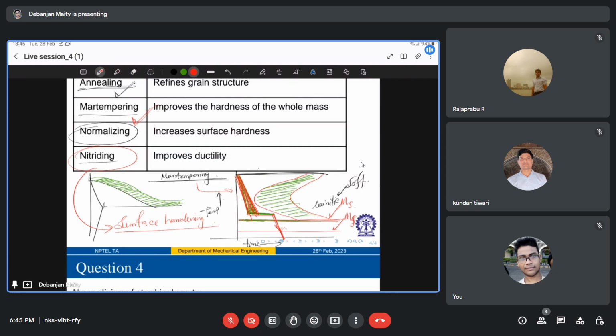In the cyaniding process, a thick case of high hardness and wear resistance is produced on carbon alloy steels, right? What you are doing is you immerse your specimen or whatever sample you have in a molten salt bath containing NaCN. So again, let me wipe this out.